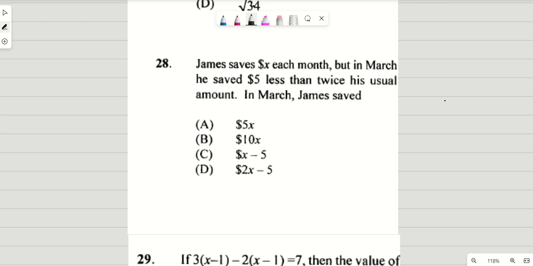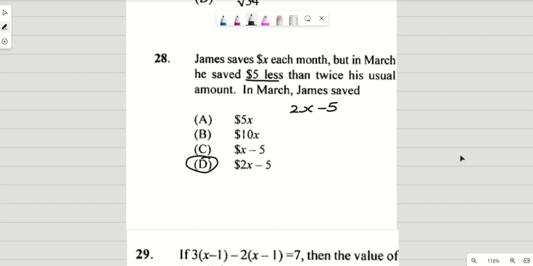Number 28, James saves X amount each month, but in March he saves 5 less than twice his usual amount. So first off, he saves twice as usual, so that would be 2 by X, and they said he saves $5 less, so it will be minus 5. So this would be D, 2X minus 5.